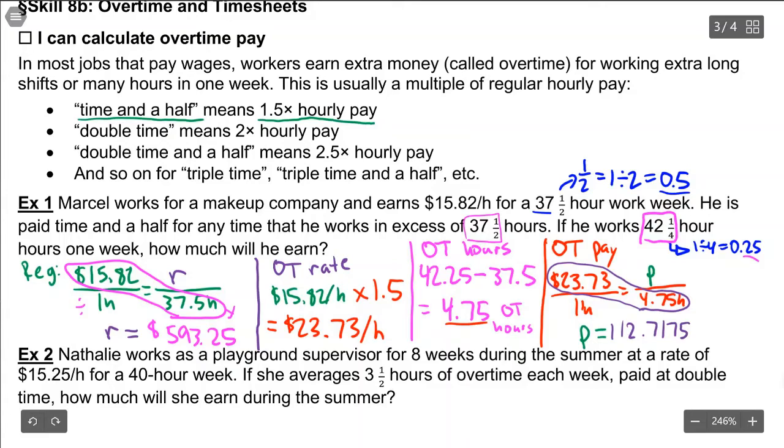112.7175. Now this is money, of course. Since it's money, we want to keep 2 decimal places. And since this here is a 7, we actually need to round that up to 72 cents.